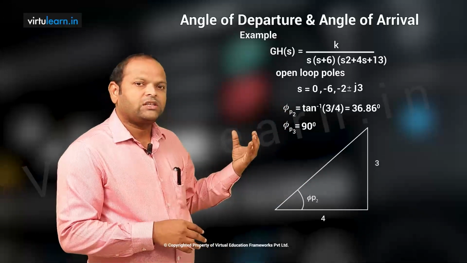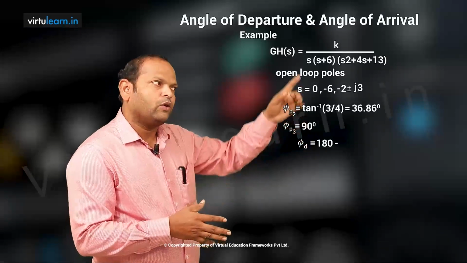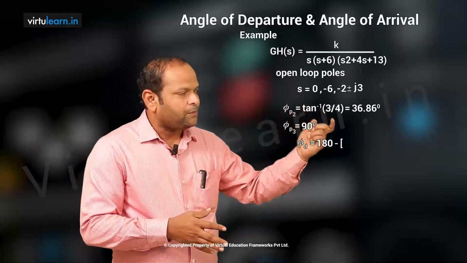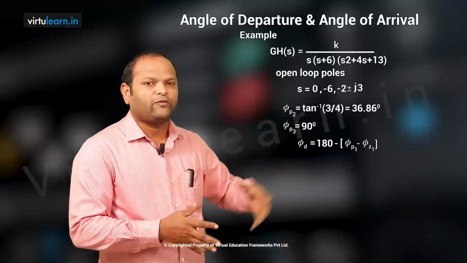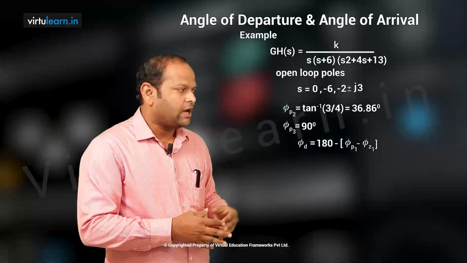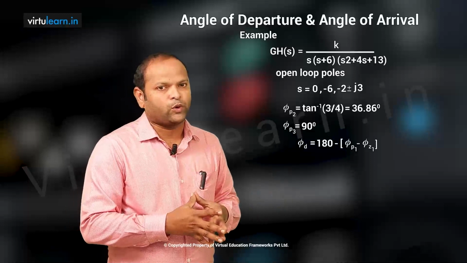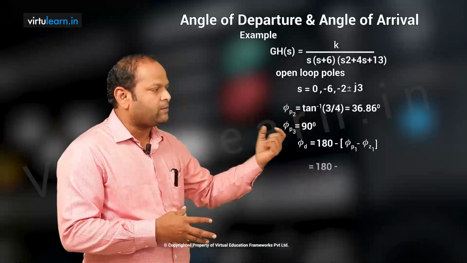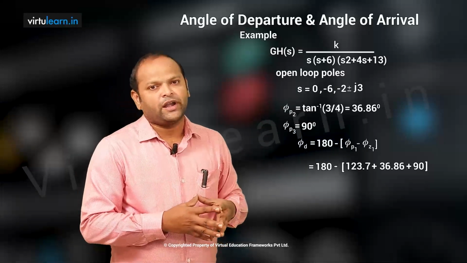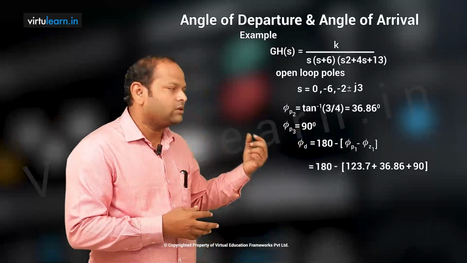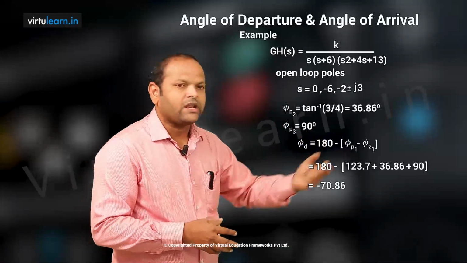Then we can write what phi d is. Phi d is nothing but 180 minus, we should open the bracket, sum of phi p minus sum of phi z. Phi p are all the angles from the poles to the complex pole, and phi z are all the angles from all other zeros to the complex pole. Zeros are not there, so 180 minus the sum of all the angles, 123.7 plus 36.86 plus 90, and you will get phi d equal to minus 70.86.